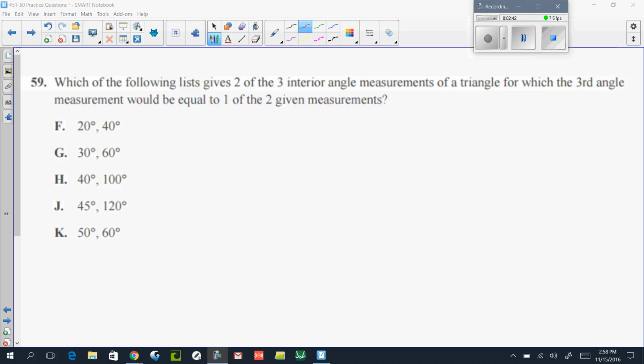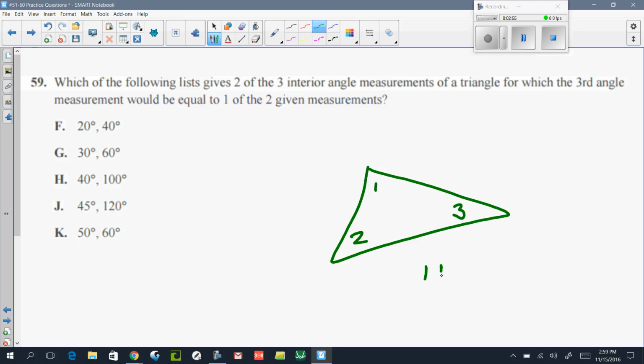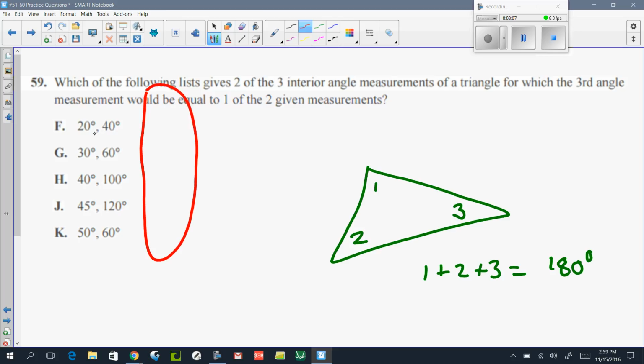The third out of 4 questions I want to take a look at is number 59. This simply deals with the idea that in a triangle, we have 180 degrees for interior angles. So if I take angle 1 and 2 and 3 and add them up, for a triangle, they have to equal 180 degrees. So in this set of questions, we need to find what that third angle would be for all of these. For the first one, you have 20 and 40, which adds up to 60. To find the third angle, you would take 180, subtract the 60 that we already have, and you would get 120.